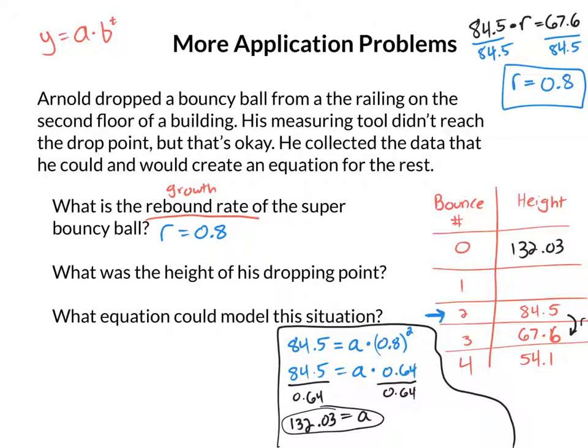Okay? So now we have the height, A, of our dropping point, 132.03. And we didn't even have to have a measuring tool to get up that high. We knew that from the previous bounces we could get there. What was the height of the dropping point? Okay, so now we can create our equation.